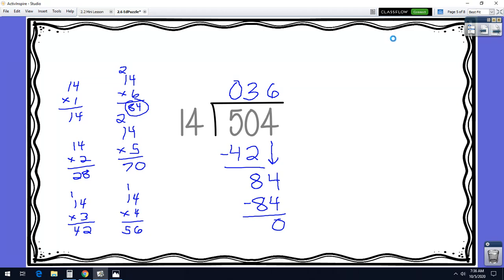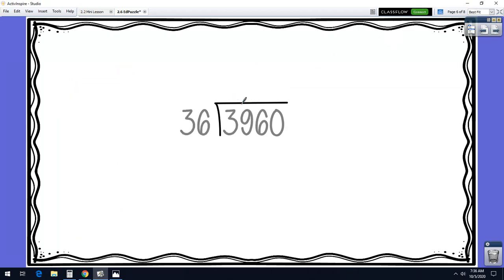Let's try another one. My next number is a lot larger than I'm dividing. Again, this is my dividend, 3,960. This time I break it into 36 parts. Now you might think, gosh, that's going to be a lot harder, but it's actually the exact same steps.